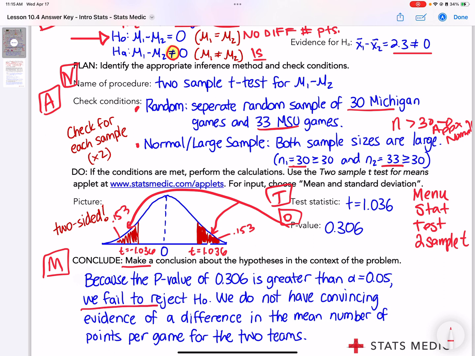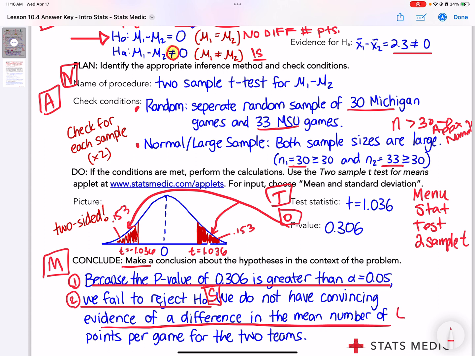And we fail to reject HO because, you have to state this, because this is greater than 0.05, you fail to reject HO. So on the test, this would be how I would count the points. And then we're going to state the conclusion. And so we're talking about HA. We do not have evidence of difference. So you either can go with HO or HA. And because I can't reject HO, I can't go with HA. So I have to stay with HO.